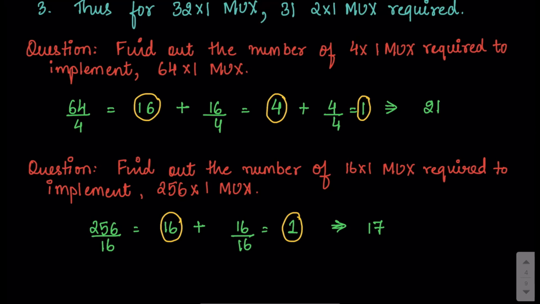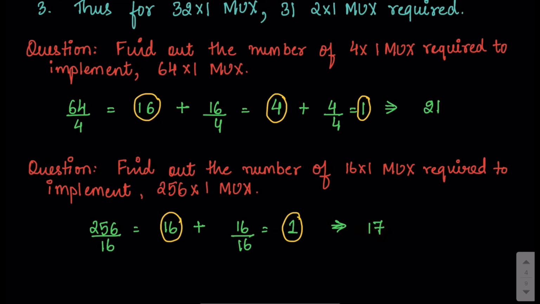So for example, you were asked to find out the minimum number of 4 cross 1 mux required to implement 64 cross 1. What we do is divide 64 with 4, we get 16. Again divide 16 by 4, you will get 4. Again divide 4 by 4, you will get 1. Stop whenever you get 1. Add these: 16 plus 4 plus 1, which is 21. Similarly, if you were asked to find out the minimum number of 16 cross 1 mux required to implement 256 cross 1, then we need to do 256 divided by 16, you will get 16, plus 16 divided by 16, that is 1. So 16 plus 1 is equal to 17.